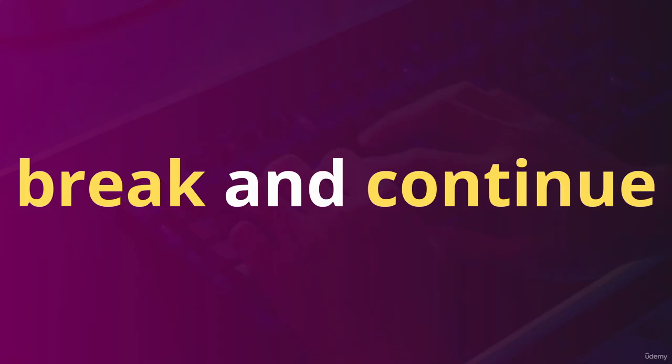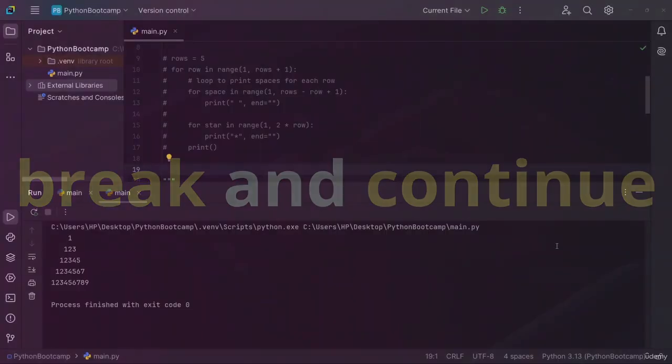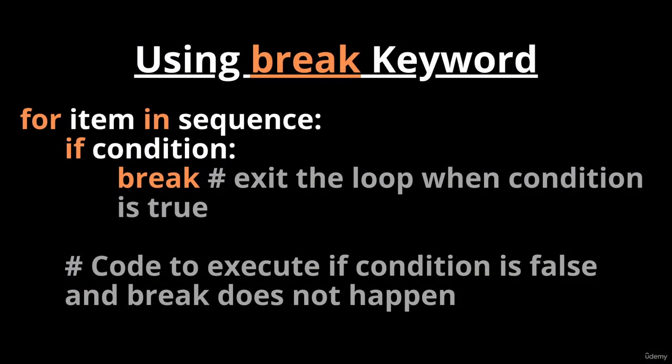Okay, so imagine yourself on a treasure hunt. Sometimes you want to stop searching entirely. That's like a break. And sometimes you want to skip certain parts without ending the entire search. That's like a continue. The break statement in a loop immediately stops the entire loop, even if the loop has not gotten to the endpoint.